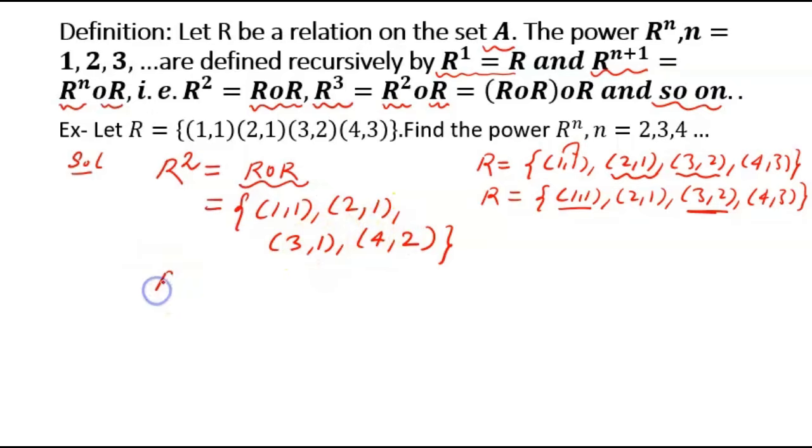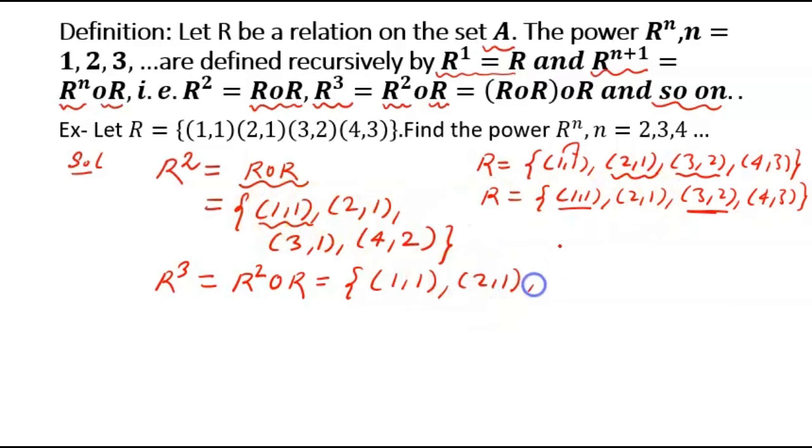Now if I ask you what is R cube, so R cube will be R square composition R. Now look at this. We have the R element here, and so first I am taking R and then I will apply R square. So in the R we have 1 comma 1, so 1 is going to 1, and here also 1 is going to 1, so ultimately 1 will go to 1. Here 2 is going to 1, and here also 1 is going to 1, so 2 is going to 1, no change.